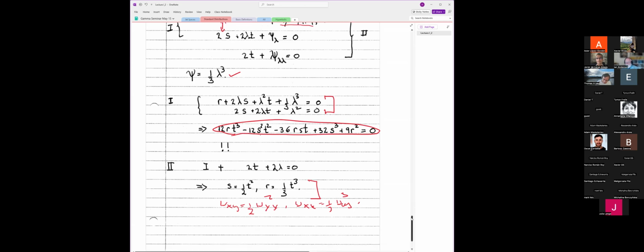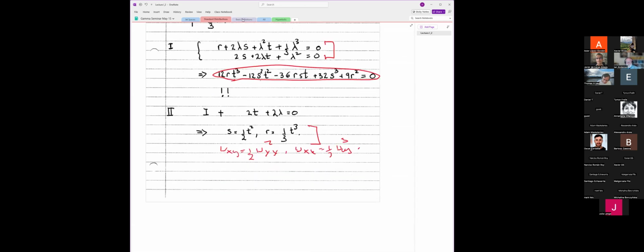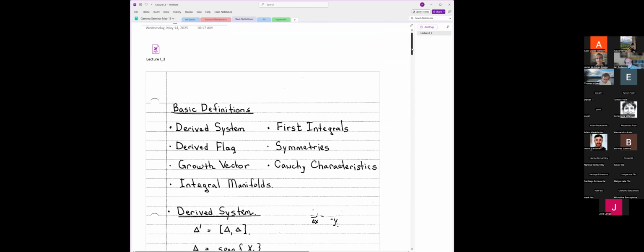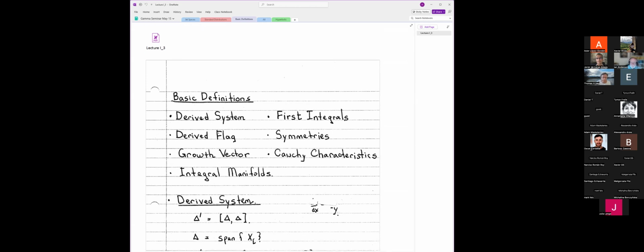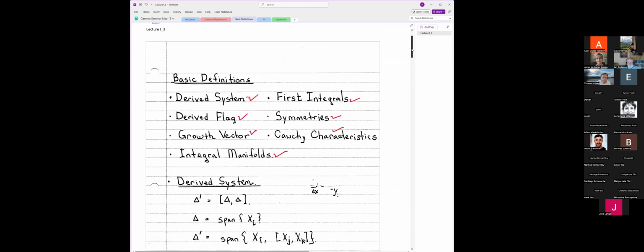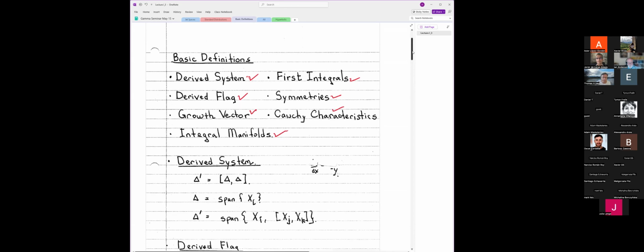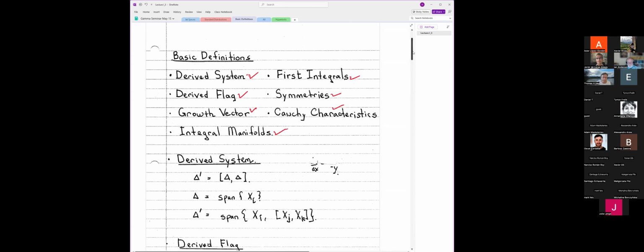Okay, so we've done two things so far. We've introduced jet spaces, and we've talked a little bit about how you use the encoding of jet spaces to encode differential equations as Pfaffian systems and distributions. So here are the basic definitions that we need to review: the derived system, the derived flag, the growth vector, integral manifolds, first integrals, symmetries, and Cauchy characteristics. I'm sorry that that's a lot of things to do, but these are the standard concepts that we use to study the geometry of differential systems.